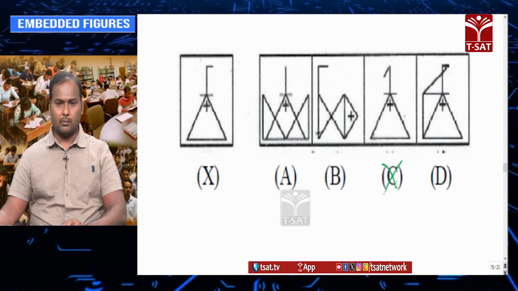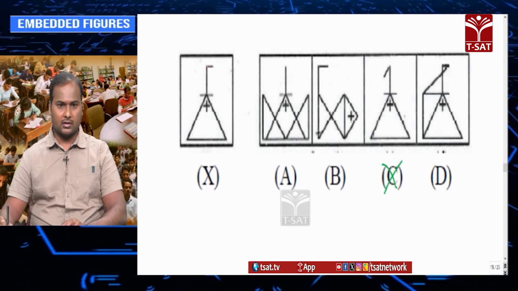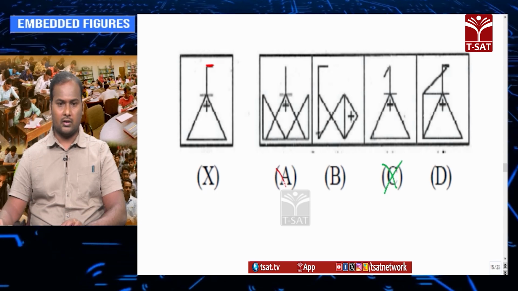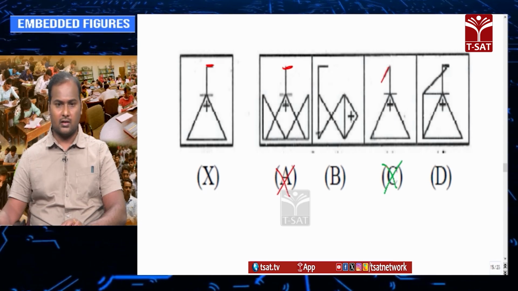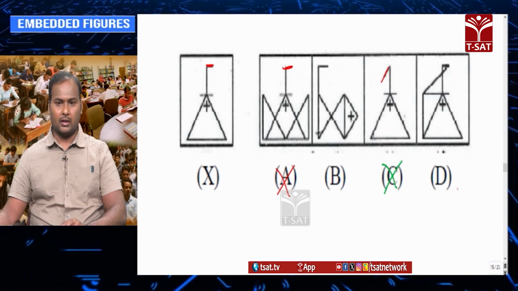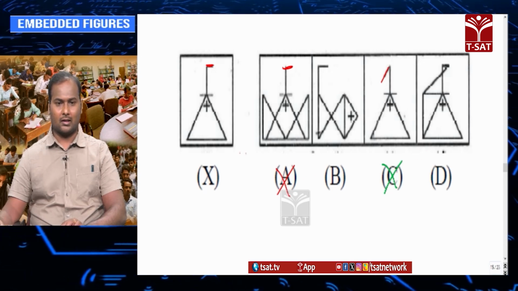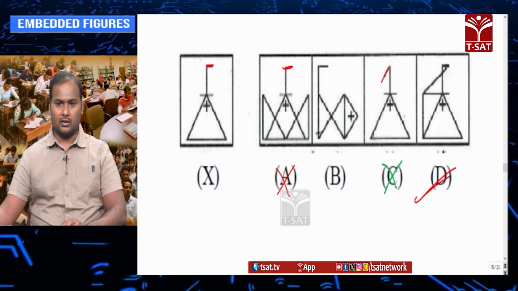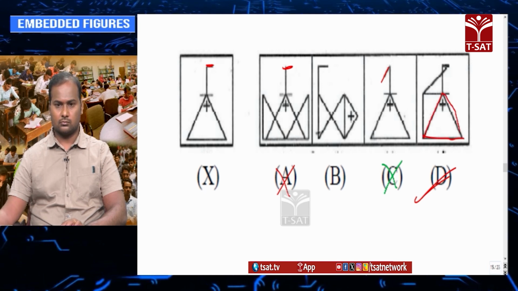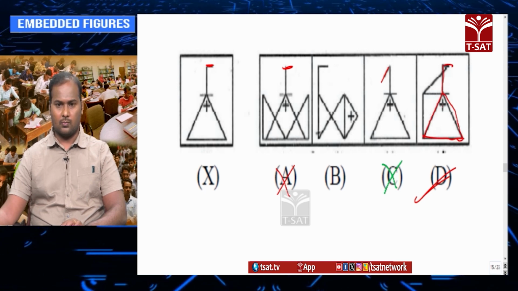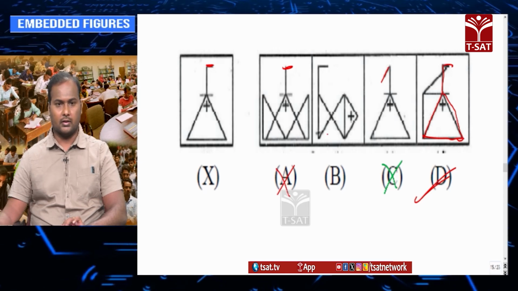Elimination: yes, C is eliminated because on the top you can see this line, and in option C this line is not there. So options A and C are eliminated. Now the answer is between B and D. Between B and D, I can directly recognize the answer is option D. You can see a triangle at the bottom and a line on the top as well. Directly your answer is D.